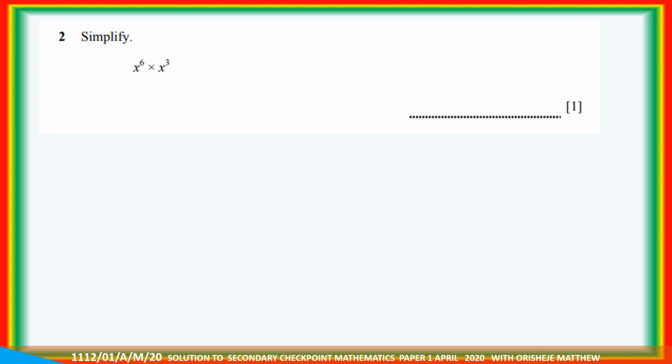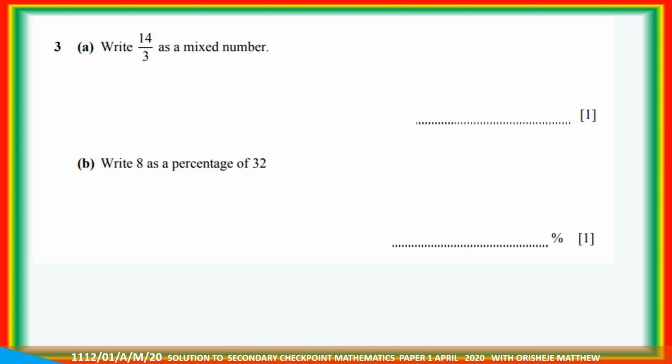Question 2, simplify s raised to power 6 times s raised to power 3. With this one you have to do with indices, multiplication of indices. So we have s raised to power 6 multiplied by that. Whenever you are multiplying indices, you are expected to add the powers. So s raised to power 6 times s raised to power 3 is the same thing as s, you add the powers 6 plus 3, which is s raised to power 9. So the answer to number 2 is s raised to power 9.